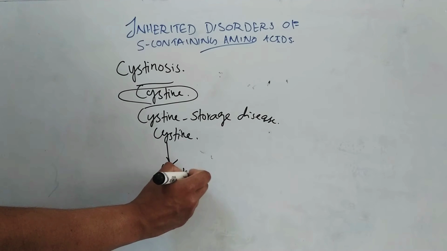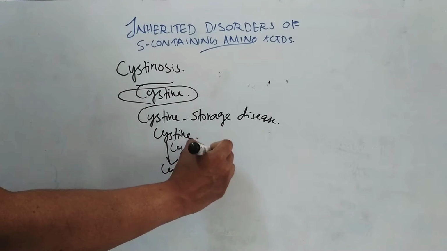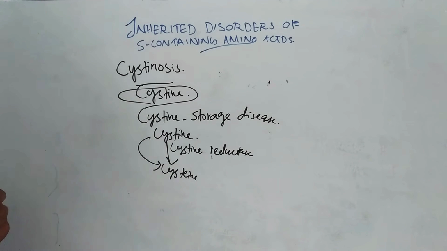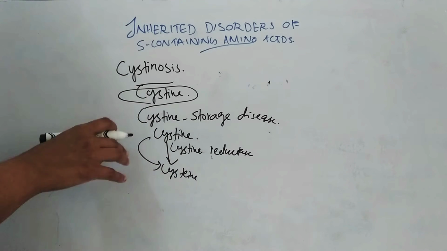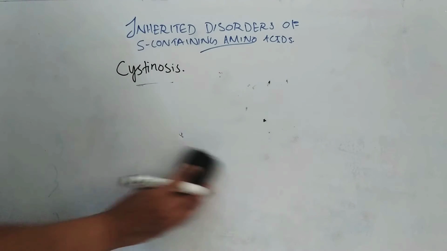This cystinosis is due to the impaired conversion of cystine to cysteine. This is due to the absence of the enzyme cystine reductase. So, cystine cannot be converted to cysteine. This condition may appear in children and in adults. So, 3 types of cystinosis are there.